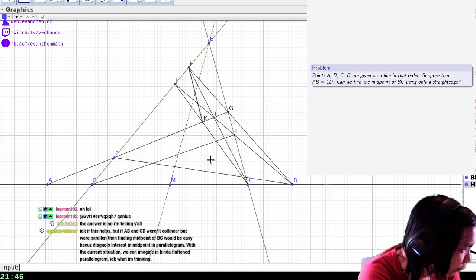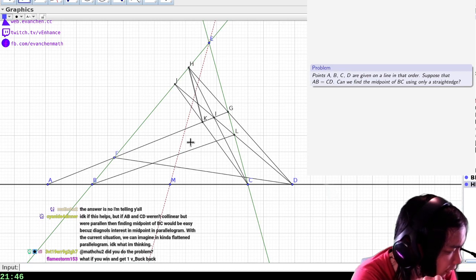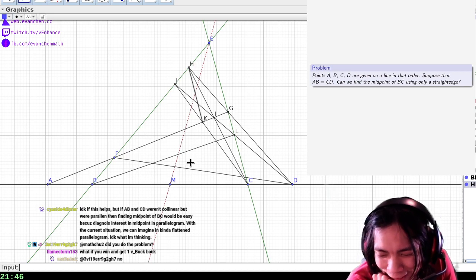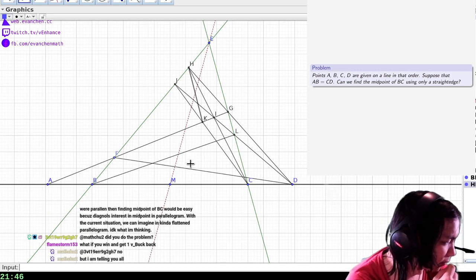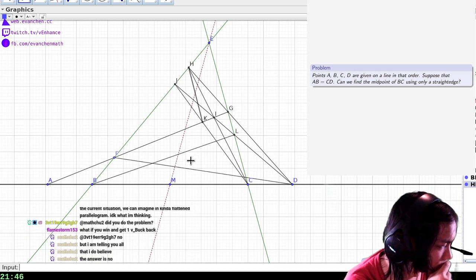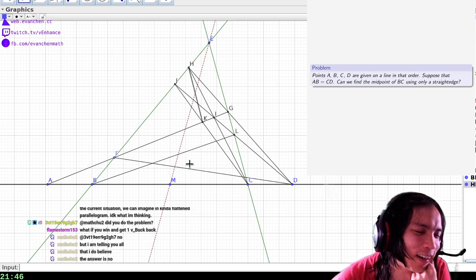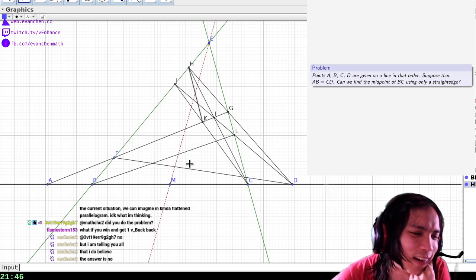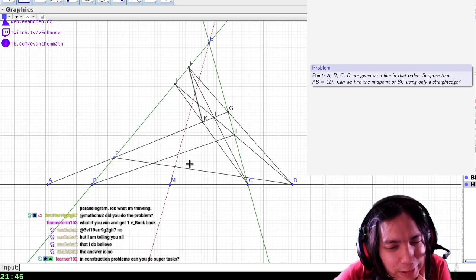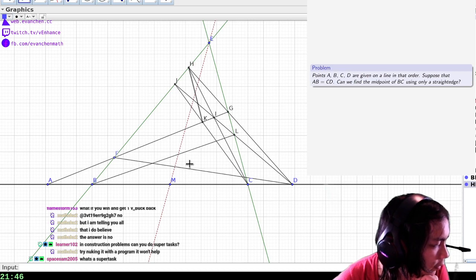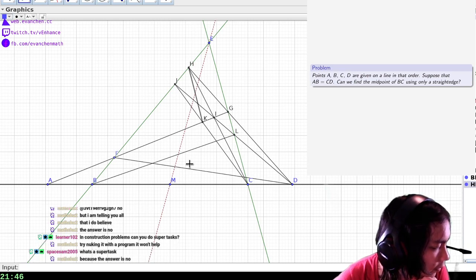If A, B, and CD weren't collinear, but parallel, then finding BC. Okay. Yeah. I'm telling you, I believe the answer is no. Should I just program it? How hard would this be to program? Is the answer no?